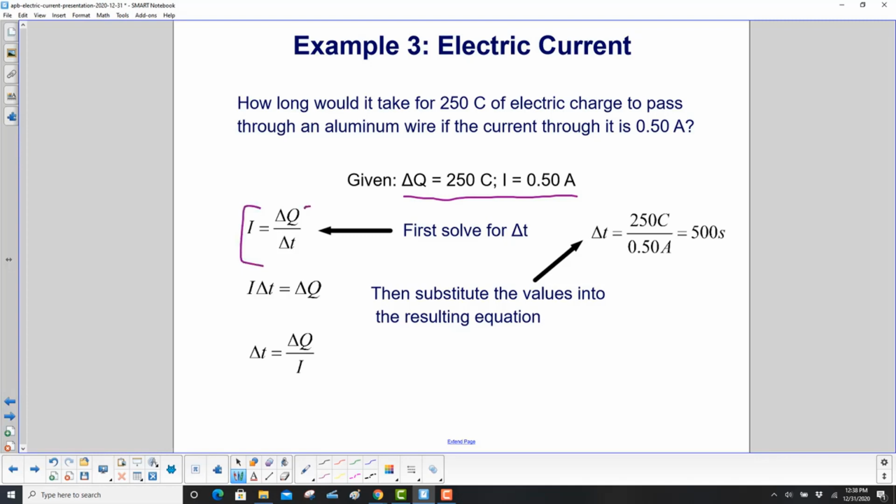We have our current equation, but we need to solve for delta T. So we'll multiply both sides by delta T, and we get I delta T is delta Q. We then divide through by current. So now we have our expression for time. Now we put in the charge, put in the current, do the division, and get 500 seconds.